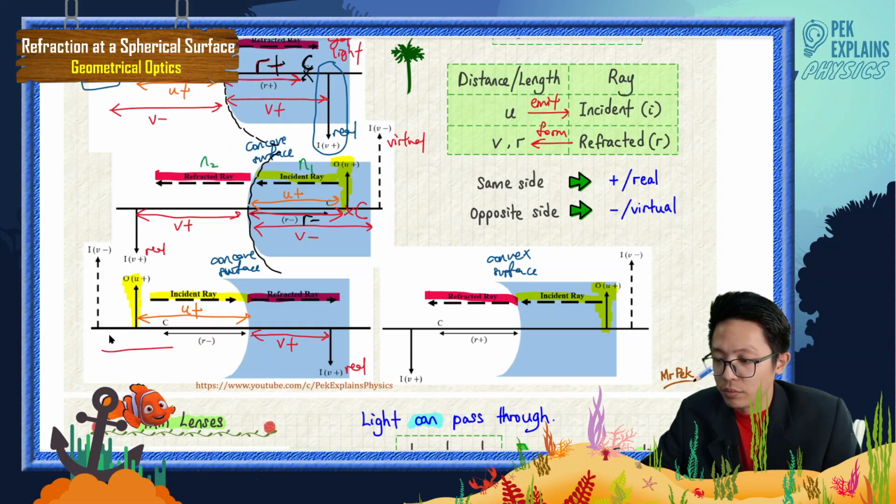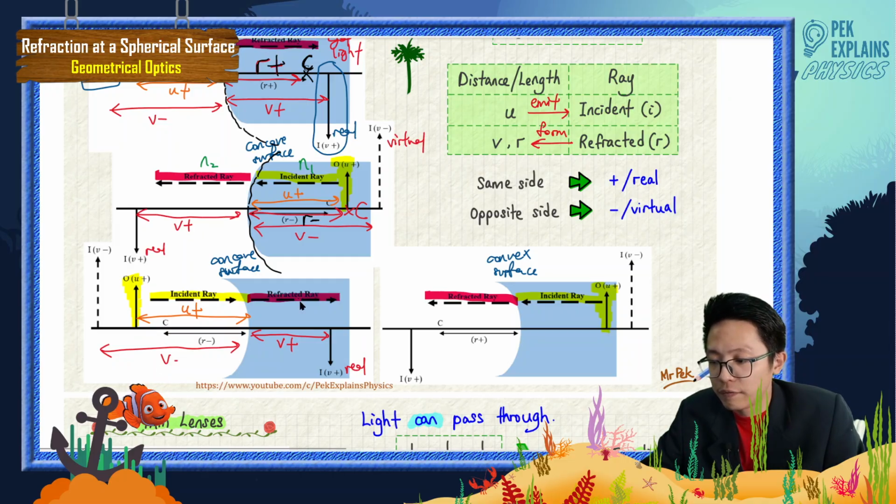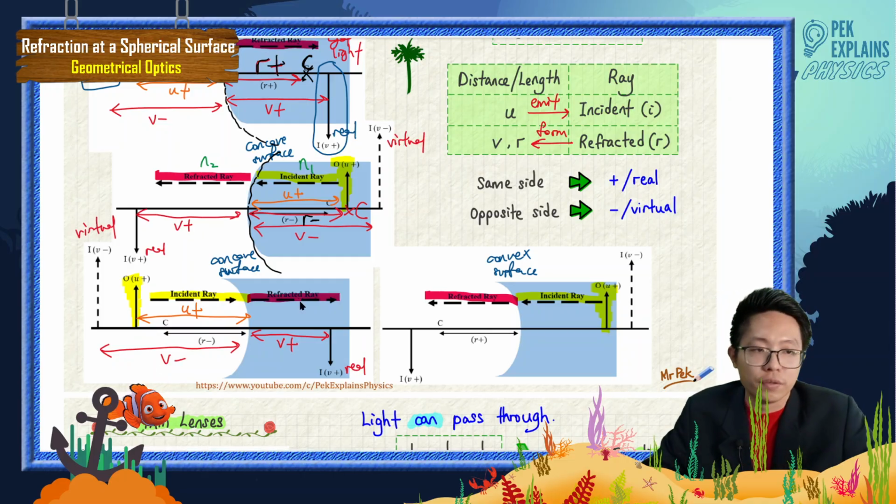Again, if the image is formed over here, then v is over here. The image is formed here, v is here. So v is opposite to the refracted ray, so v is negative. So this is a virtual image. Understand? It's the virtual image.